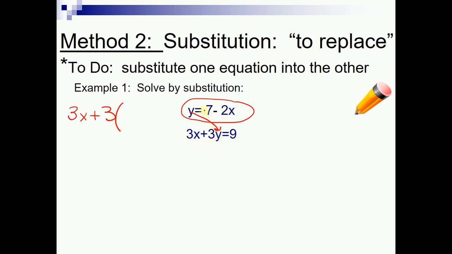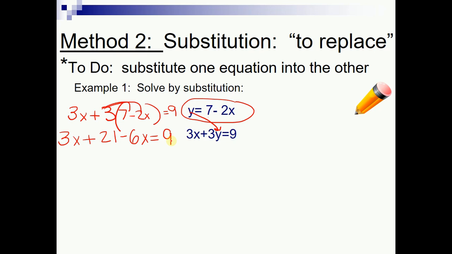Now, y is equal to 7 minus 2x. That's me calling in, hey, substitute, come here, I need to solve. So you're substituting in the 7 minus 2x. This is equal to 9. Notice it's just like this equation, except for the y, I put his substitute in there. Calling in a substitute, kind of like in football. So I got 3x plus 3 times 7, that would be 21, minus 6x equals 9.